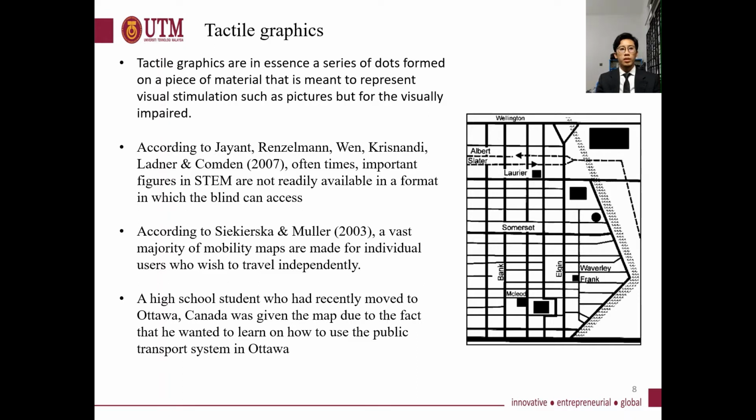Oftentimes, important figures in science, technology, engineering, and mathematics are not readily available in a format which the blind can access. A vast majority of mobility maps are made for individual users who wish to travel independently. A high school student who had recently moved to Ottawa, Canada, was given the map because he wanted to learn how to use the public transport system in Ottawa. It is interesting to note that the student successfully memorized the pattern of the streets quickly.